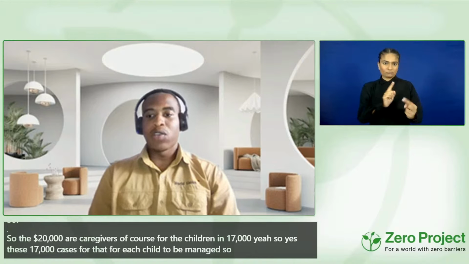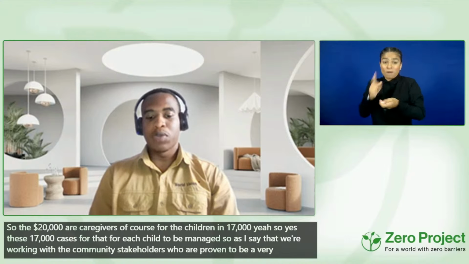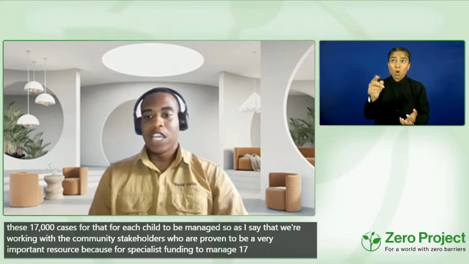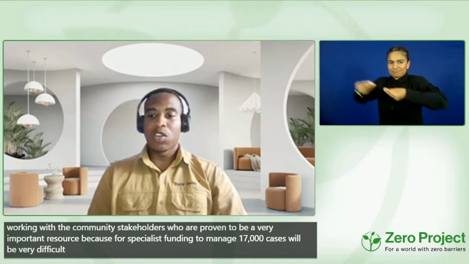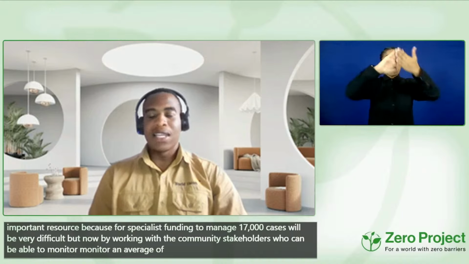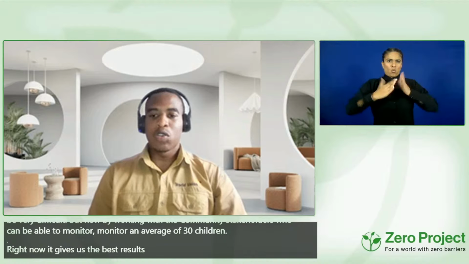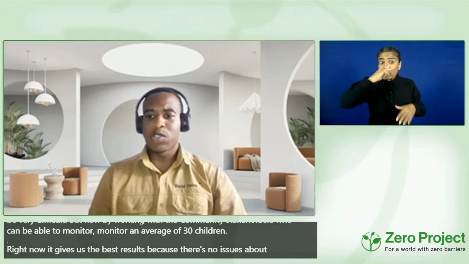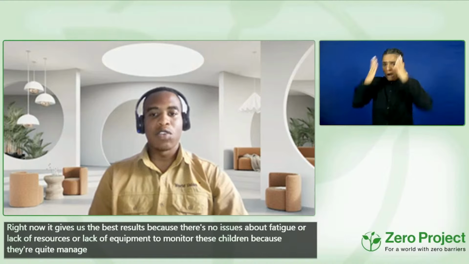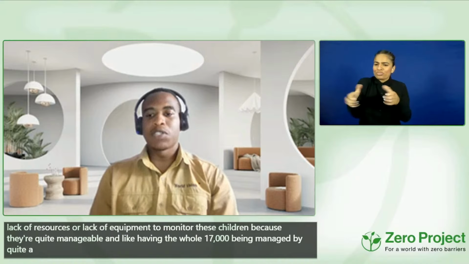As I say that, we're working with the community stakeholders, who have proven to be a very important resource, because for specialists alone to manage 17,000 cases would be very difficult. By working with community stakeholders who can monitor an average of 30 children, it becomes more manageable. It gives us the best results because there are no issues of fatigue or lack of resources or equipment to monitor these children, unlike having all 17,000 managed by quite a few or a limited number of specialists.